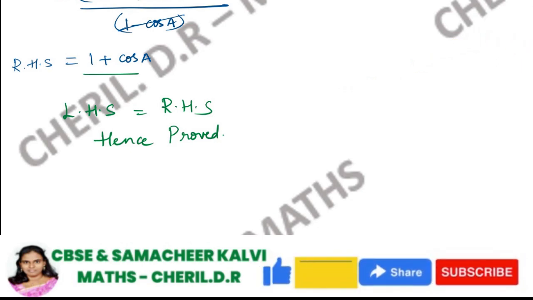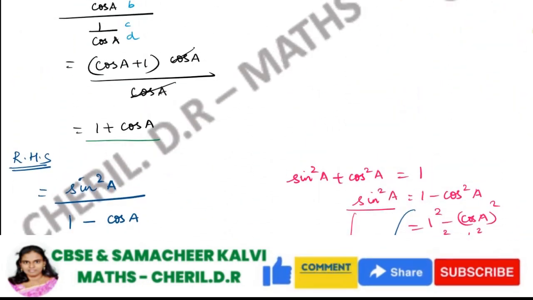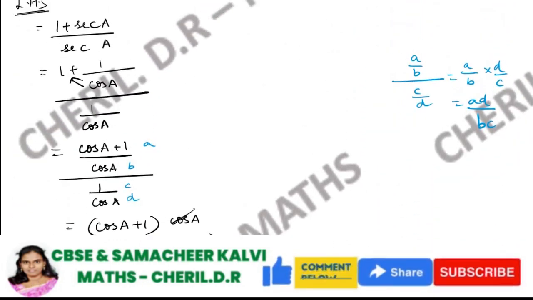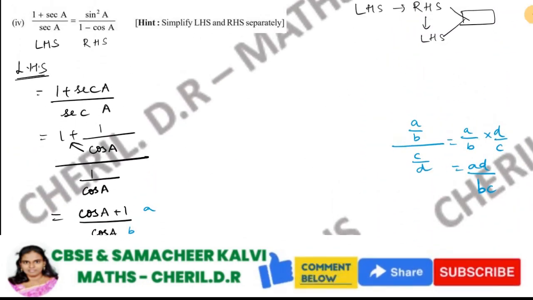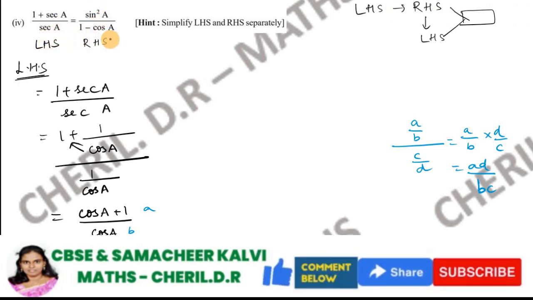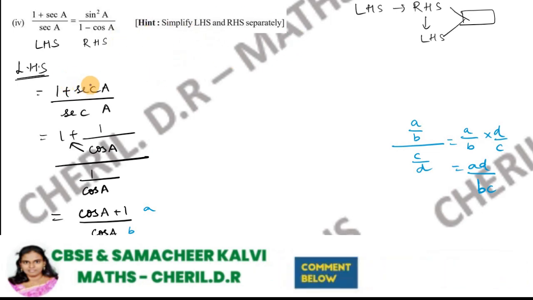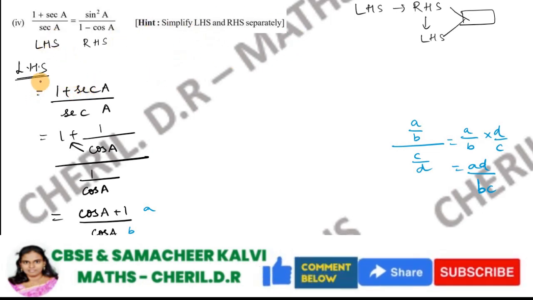So let's do a quick recap. So what does the question talk about? The question we have is 1 plus secant A by secant A equal to sin square A by 1 minus cos A. Okay. So these hints, let's not look into it. So directly as we do, we will take the left hand side separately. So we are going to solve it.